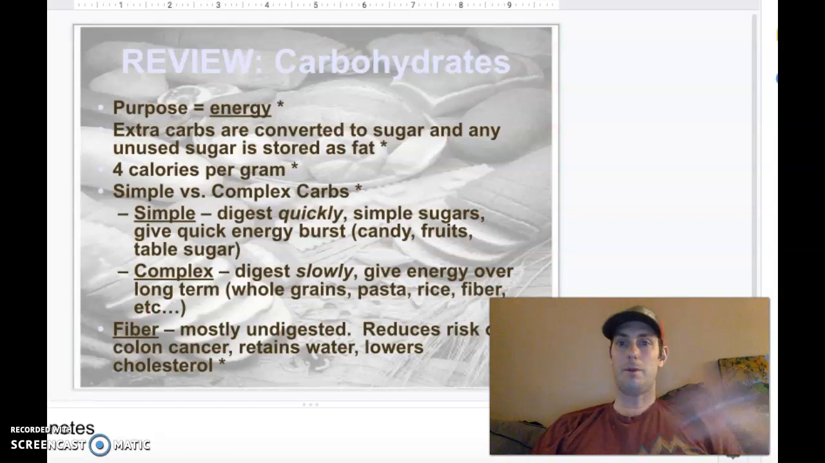So what's the purpose of carbohydrates? Energy. That's the purpose. That's a test question. You got to know that. Okay. The reason why you eat carbohydrates is it provides your body with energy.